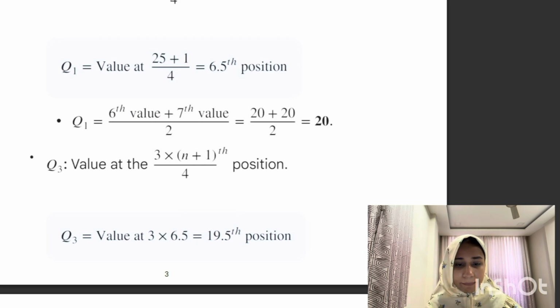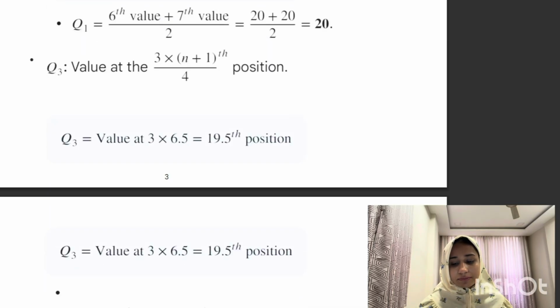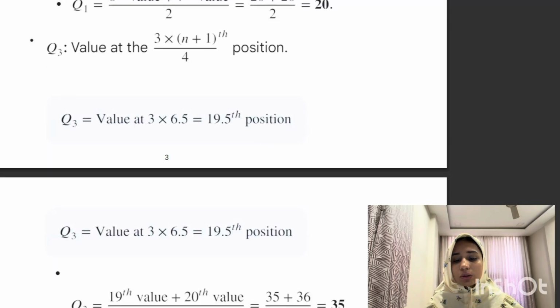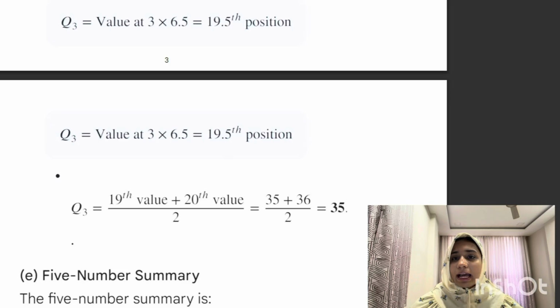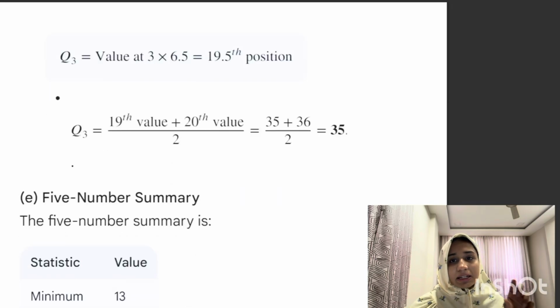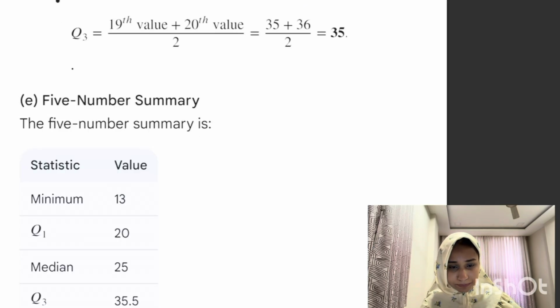is 20. Now Q3 is the value at 3 times (n plus 1) divided by 4. So the value at this position will be Q3. So 3 times 6.5 equals 19.5, and 19.5 again is a mid value, so Q3 will be the 19th plus the 20th value divided by 2. So 35 plus 36 divided by 2 is 35.5.